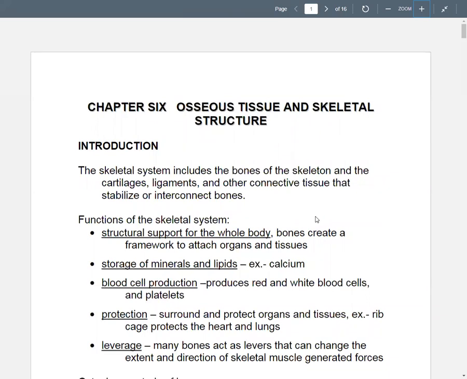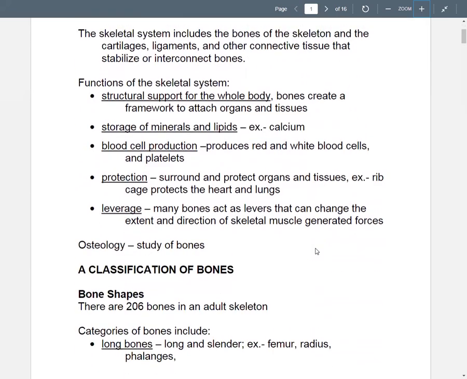obviously it's your bones in your skeleton, but also includes cartilage, ligaments, other connective tissue that helps your bones. Okay, helps interconnect them or stabilize them. All right, so functions of the skeletal system.